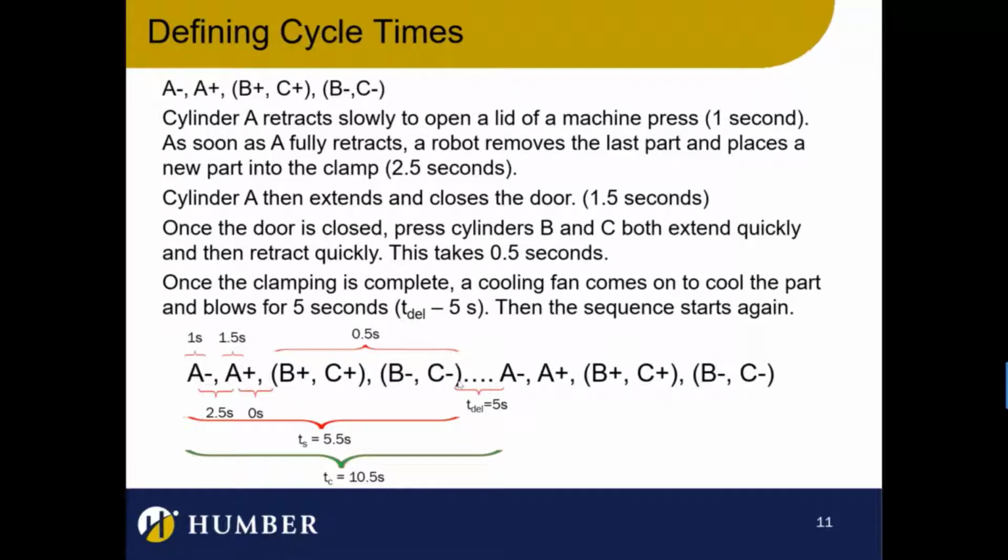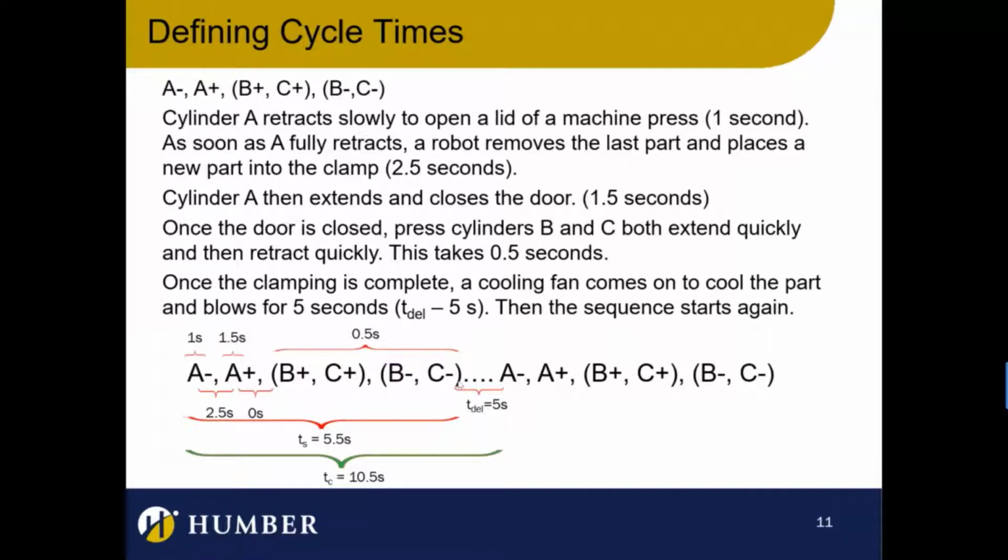So essentially what's going on is that the cylinder retracts, opens up this lid. The robot needs to go and do something. It needs to remove the last part and place a new part in. So it reaches into this area, grabs a part, pulls it out, and then grabs another part and drops it off. And robots can move really quickly. It takes 2.5 seconds to do that.